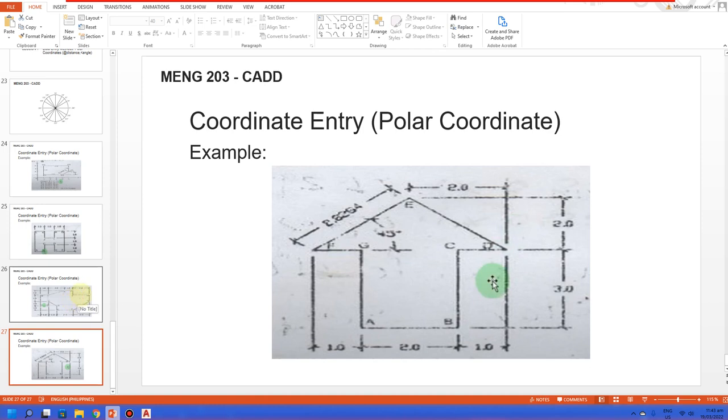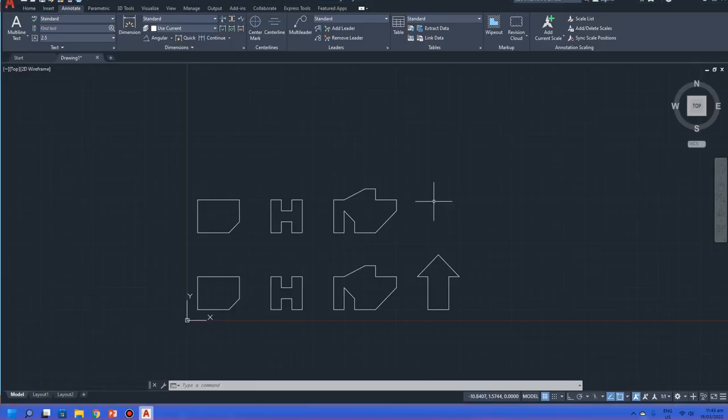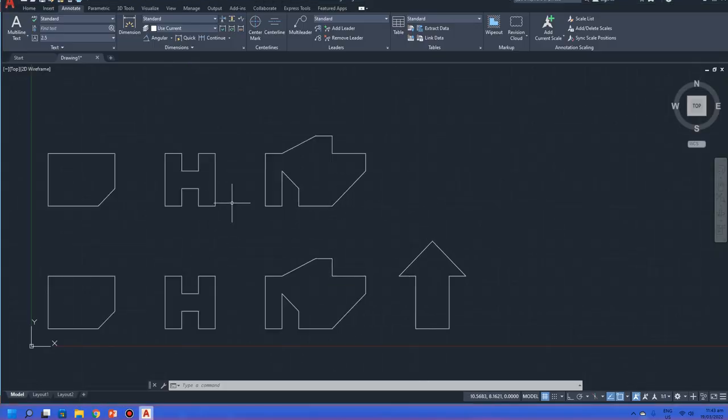Okay, this arrow shaped figure facing upward. Okay, so my point will be here. 1, 2, 3, 4, 5, up to 23. Okay, so this will be my first point.